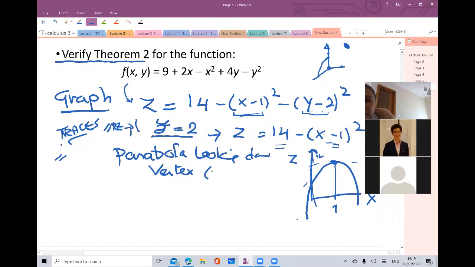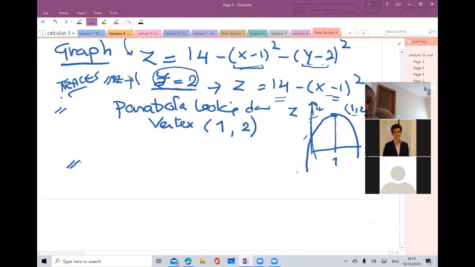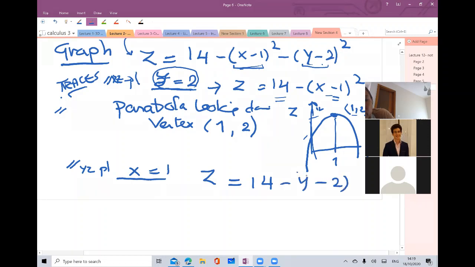And x is equal to what? 1, right? And you started with y equal to what? 2, right? So this point is actually at the point 1 and 2. If I did the same trace, the same concept, but this time parallel to the yz plane, and I put my x equal to 1, I have a shift and I want to make use of it. So using this information, it will be 14 minus (y minus 2) squared. So again this is a parabola looking down, shifted at 14 at z, and the vertex is at x equal to 1 and y equal to 2.